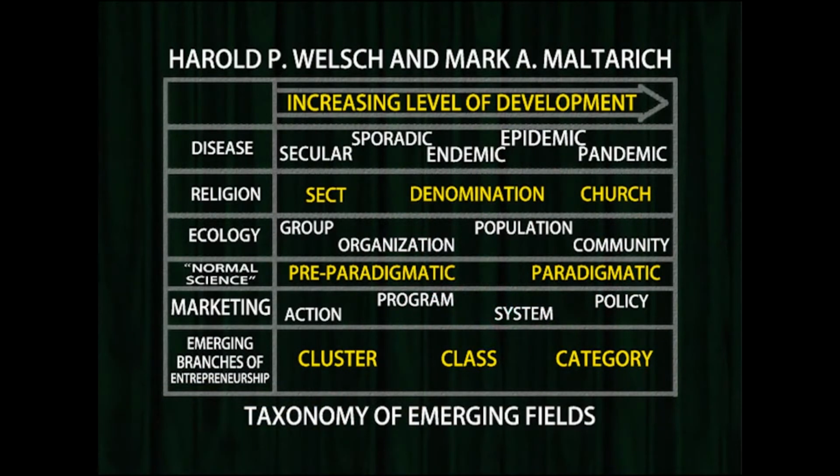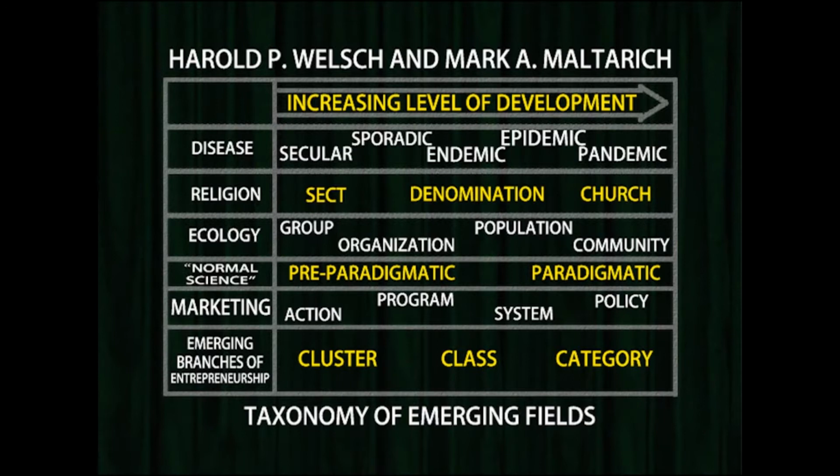According to Harold and Mark, they were the people who designed the classification of the entrepreneurs. We have shown you in this table that when you take a disease, it emerges as a secular form, then becomes sporadic, then endemic, epidemic, and then pandemic. So these are the stages of evolution of a disease.